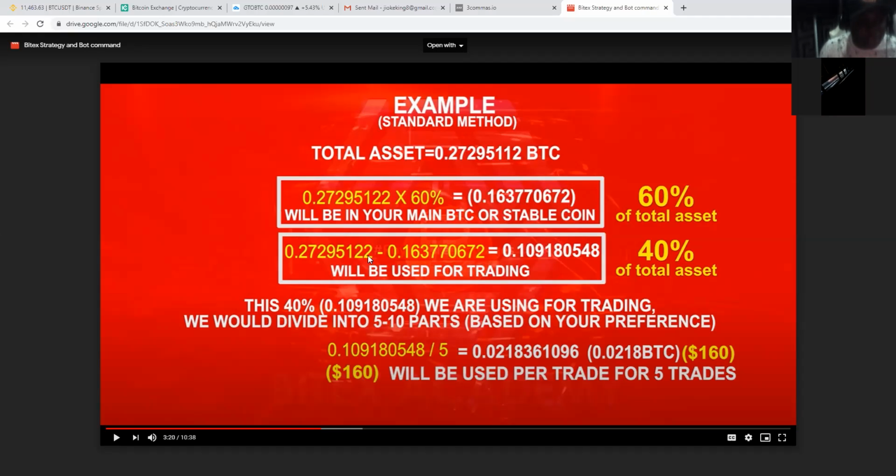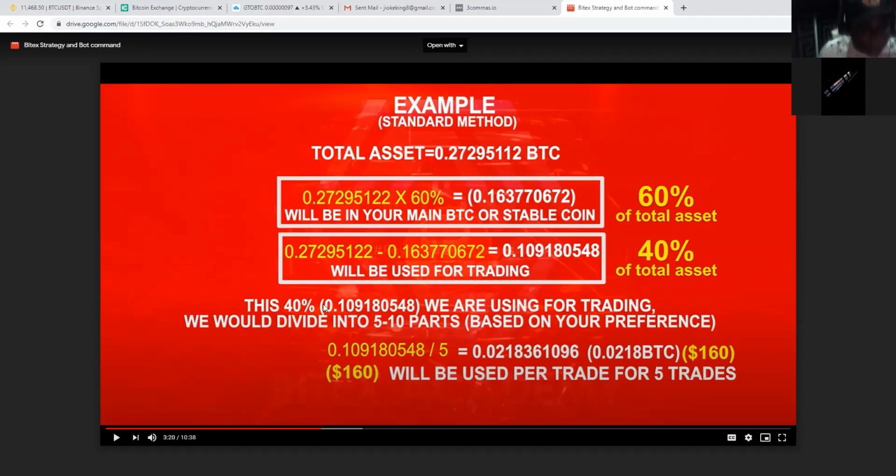Now if you minus it from the main BTC, it will give you 40% of your assets. Do you understand? If you minus the main BTC with this 60% of your assets, it will give you 40% of your asset, which is 0.109180548 BTC.